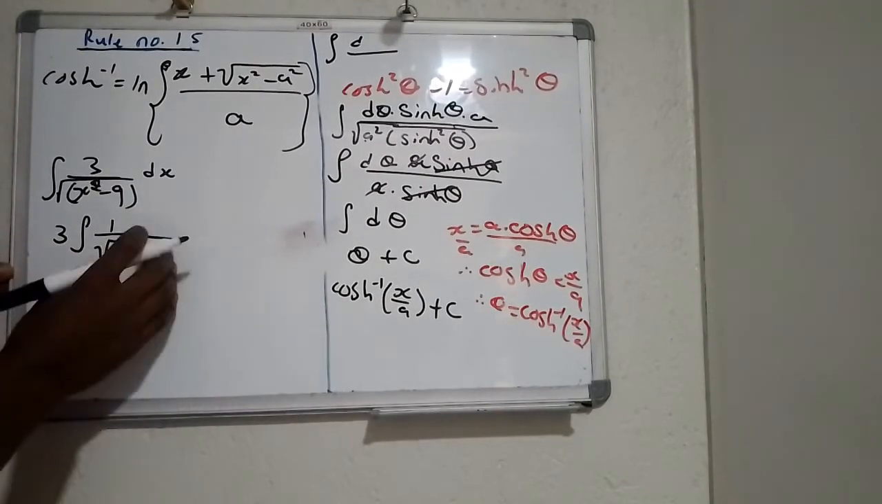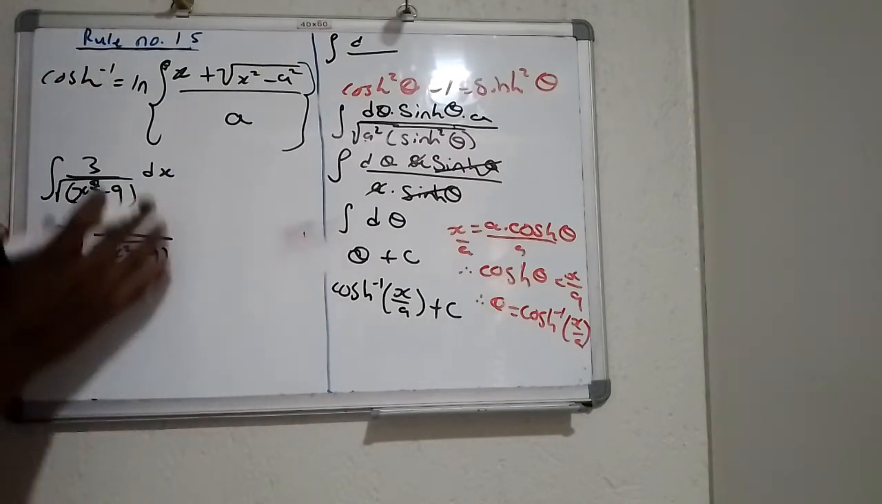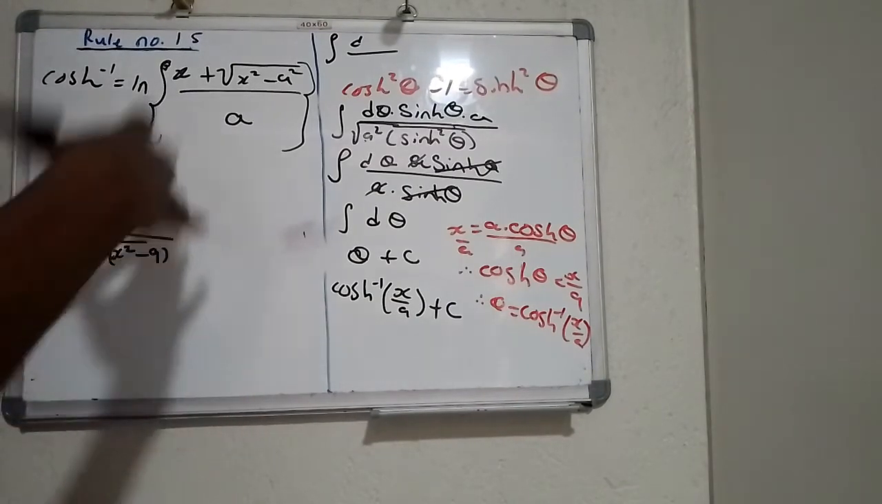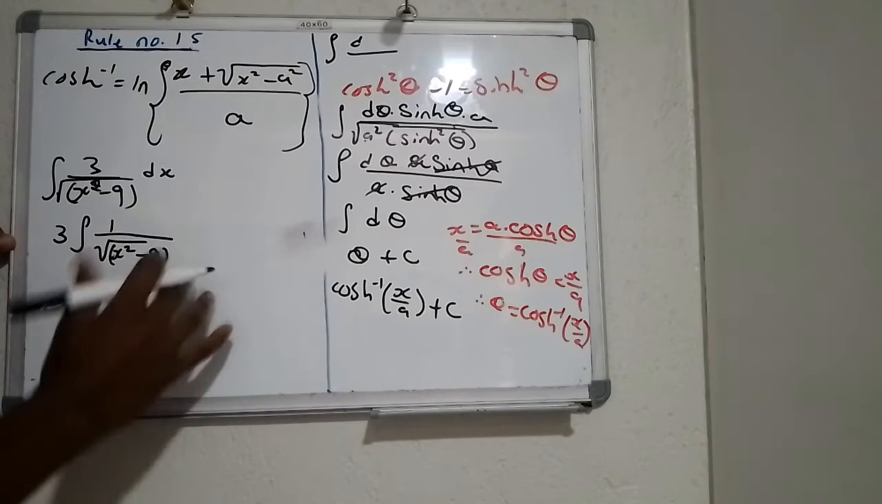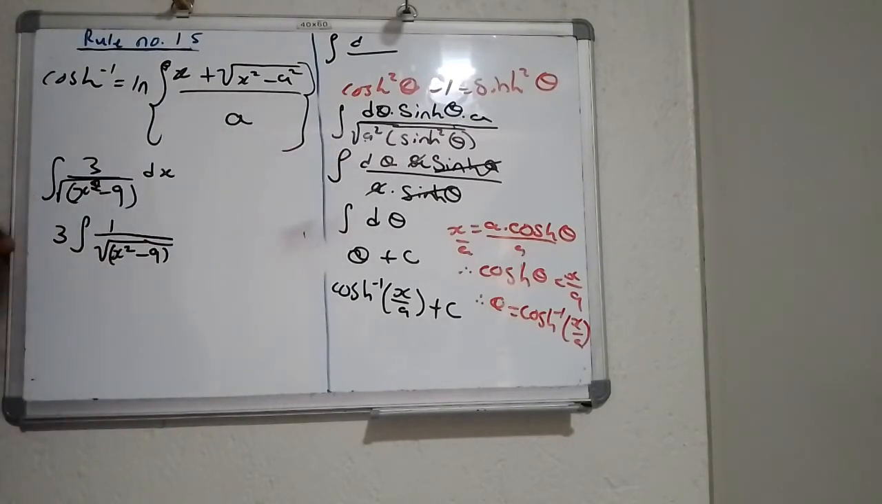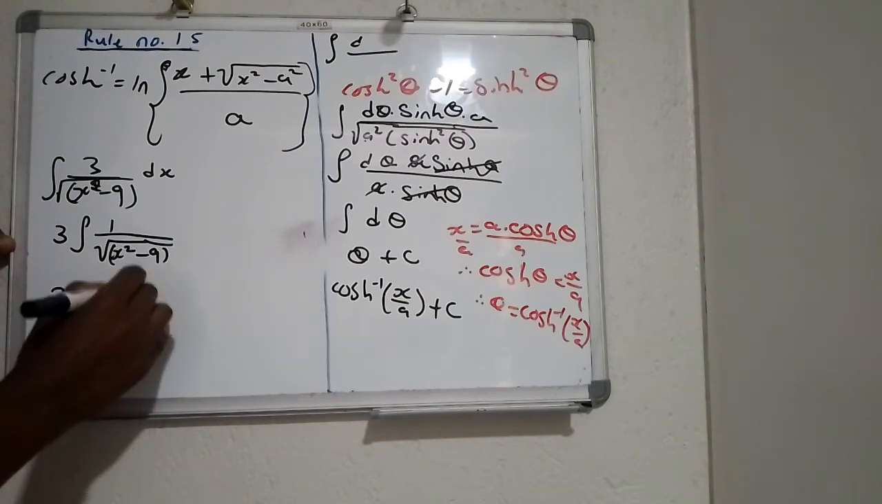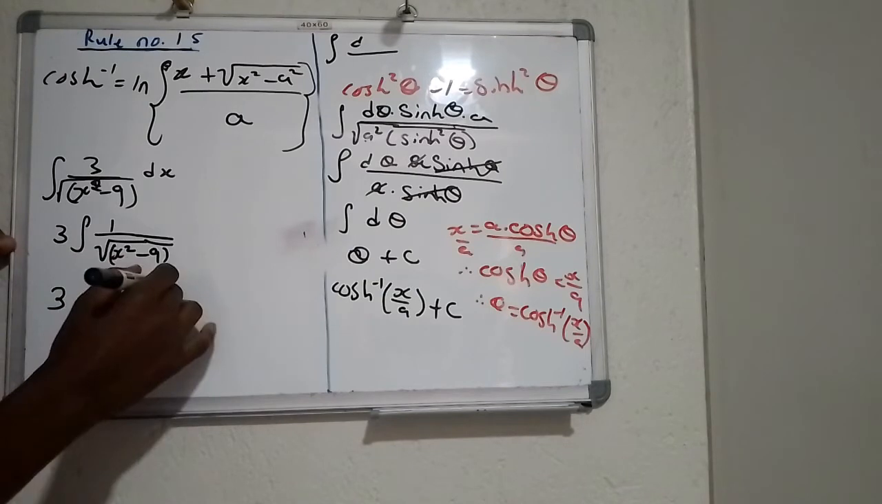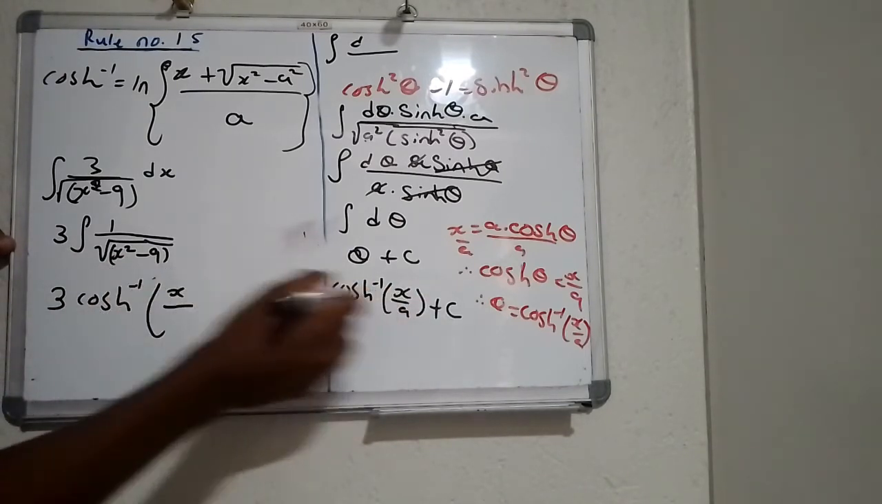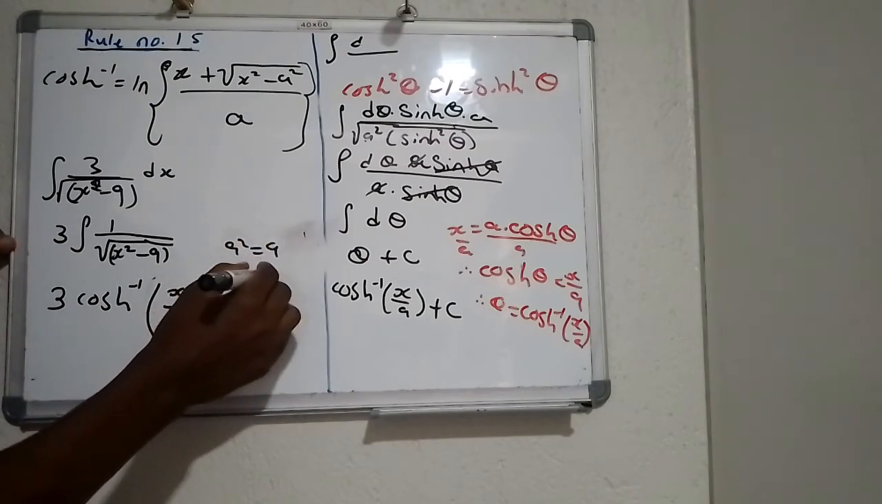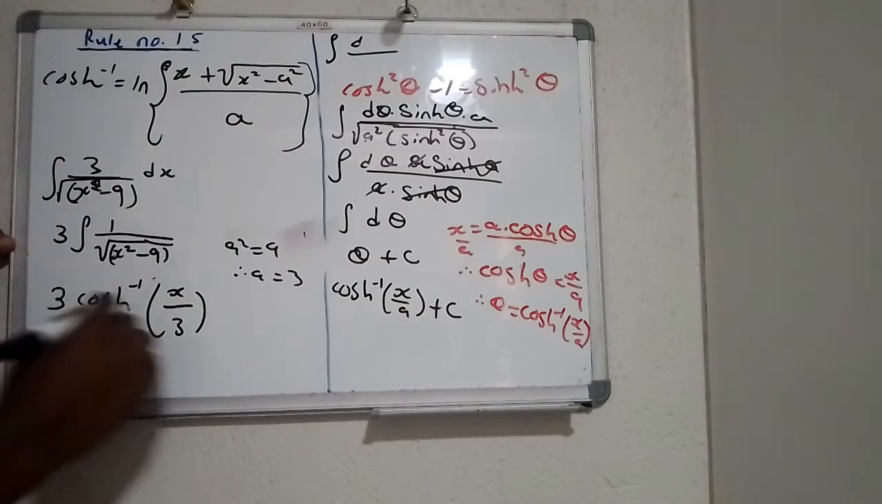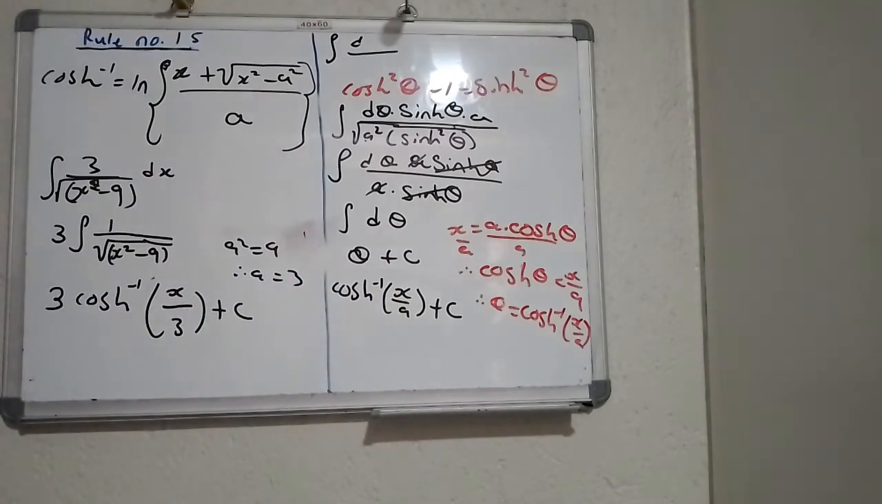If it's like this, what can I do? For me to integrate this, I can either go through all the steps that we did or take the formula and substitute it there. For me, I'll just substitute it there. You can go through all those steps and then get to the final answer. So now, I'll have 3 cosh inverse of x over a. Actually, a squared represents 9. Therefore, a is equal to 3. Therefore, here I can just substitute 3, and then plus c. That is my solution. Or I can write it like this.